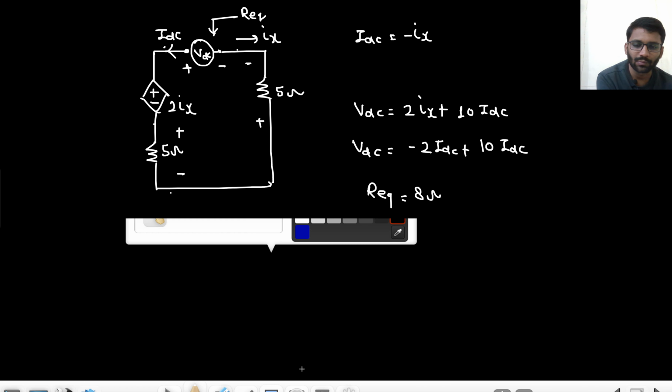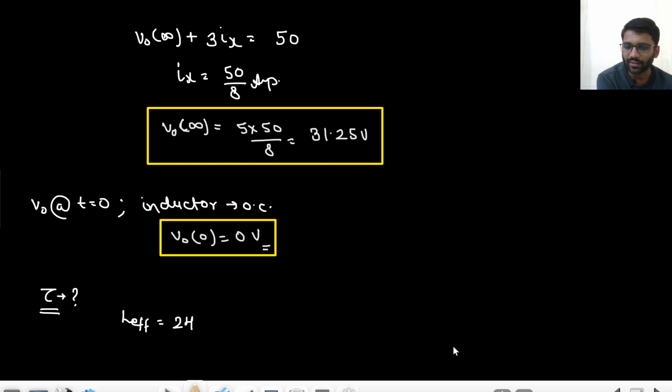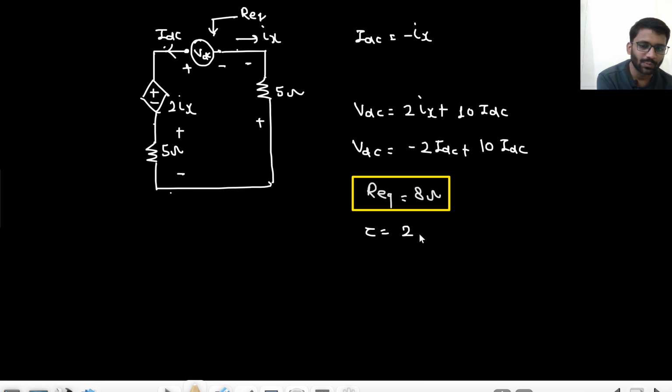So what is my tau? Tau is L by R. What is L? L equivalent is 2 Henry. So 2 by 8, that is 1 by 4 second.